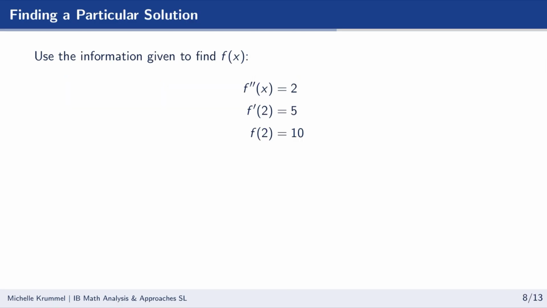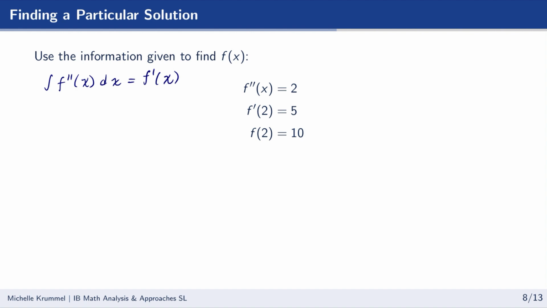Okay, let's use the information that we have here to find f of x. So starting with f double prime of x equals 2, if we take the antiderivative of f double prime of x, we're going to get f prime of x plus the constant of integration. So let me write that down. If we integrate f double prime of x dx, we're going to get f prime of x, and the f prime of x is going to have a constant of integration there. So we'll have a plus c at the end.